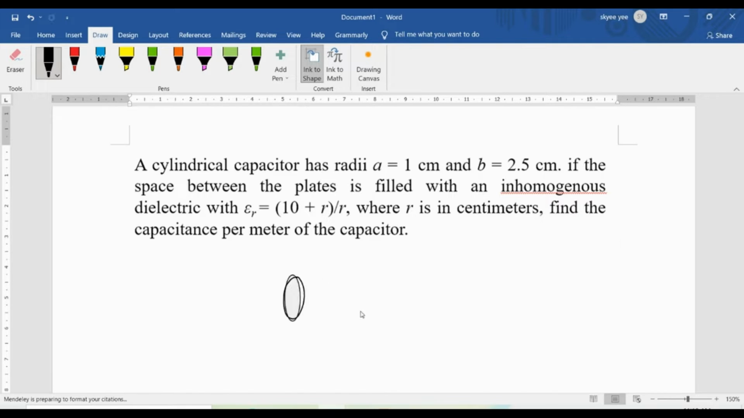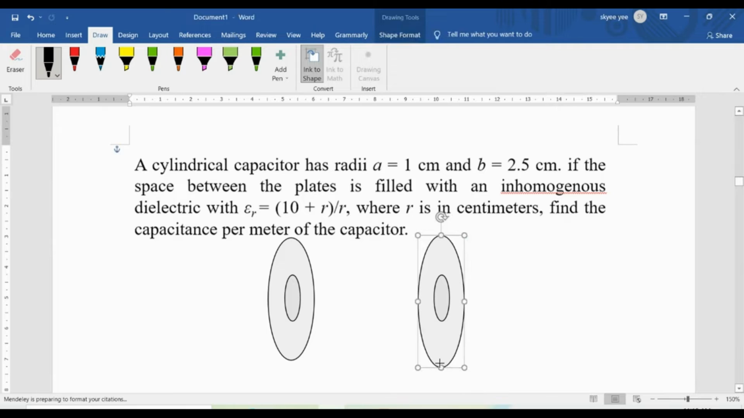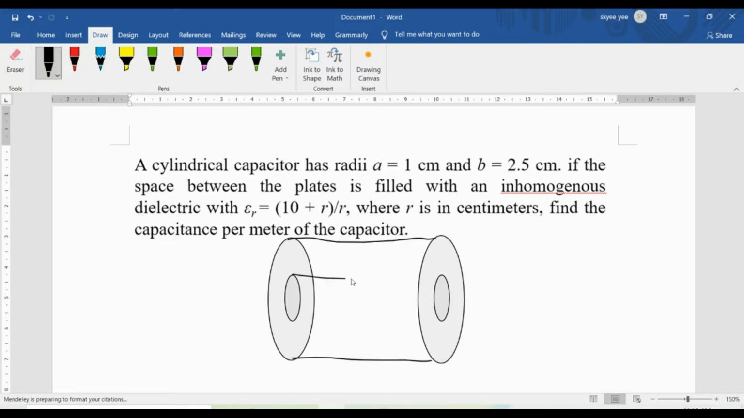So you have this inner, and you have this outer again. Then you join them together. So this is your cylinder, right? You have the inner plate and the outer plate. Maybe the inner plate is positively charged and the outer plate is negatively charged. It doesn't matter, it can be the other way around. Inner negative, outer positive is fine.